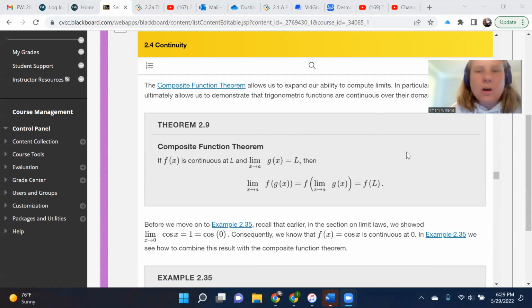So here's your composite function theorem. If f of x is continuous at L and the limit as x approaches a of g of x equals L, then the limit as x approaches a of f of g of x equals f times the limit as x approaches a of g of x, so f of L.